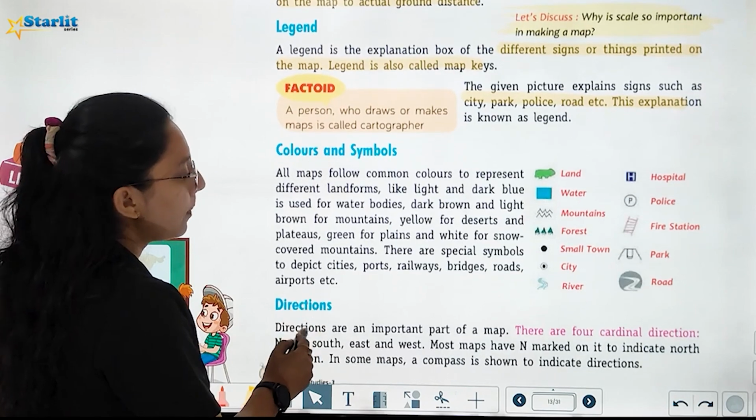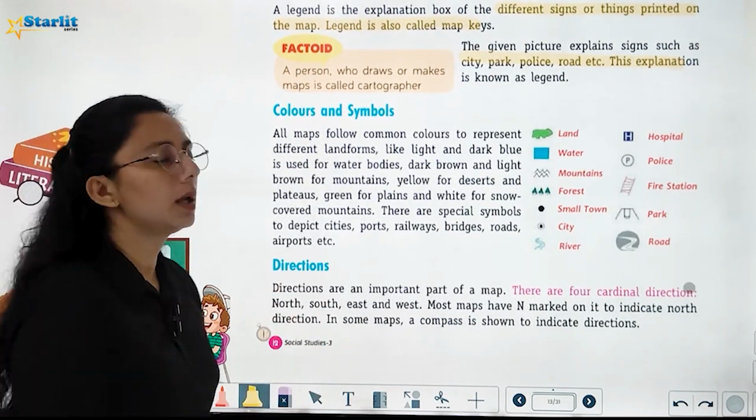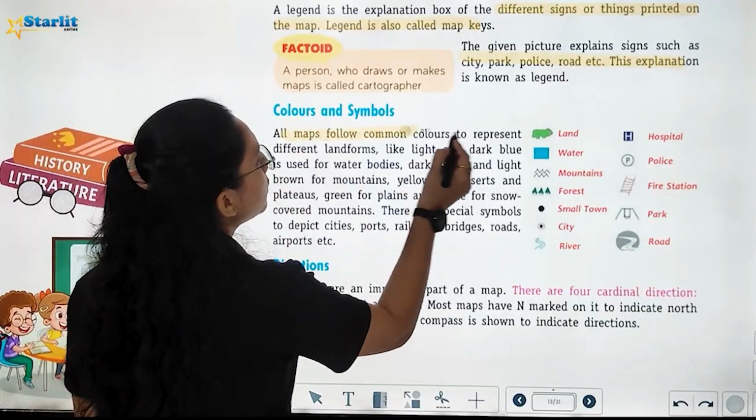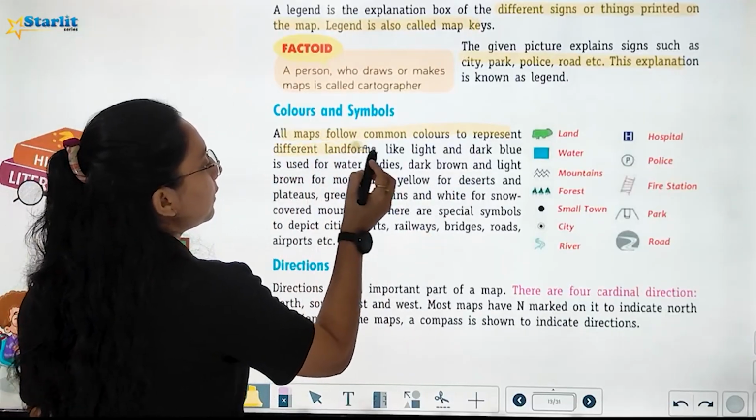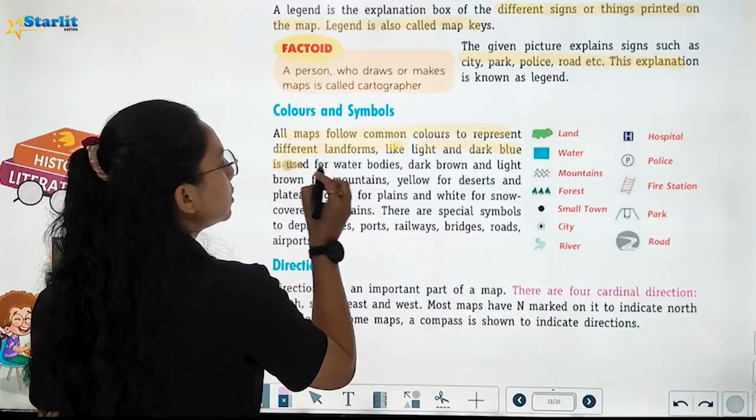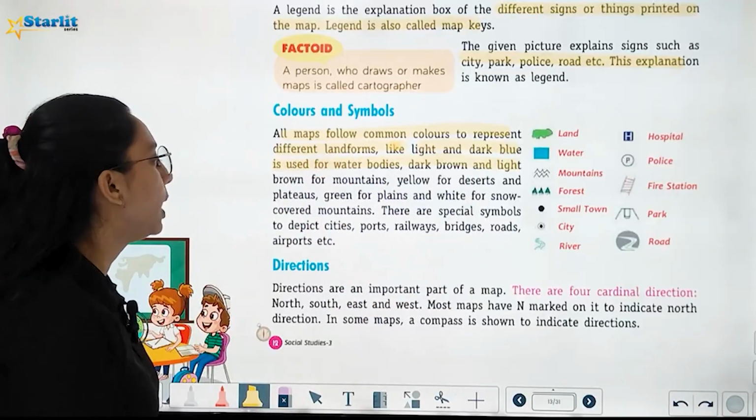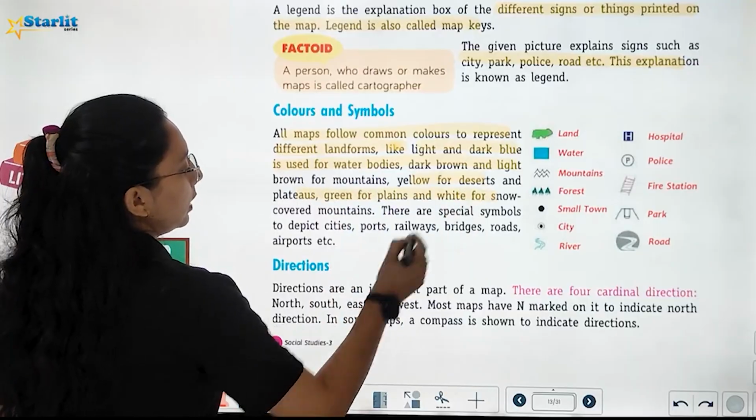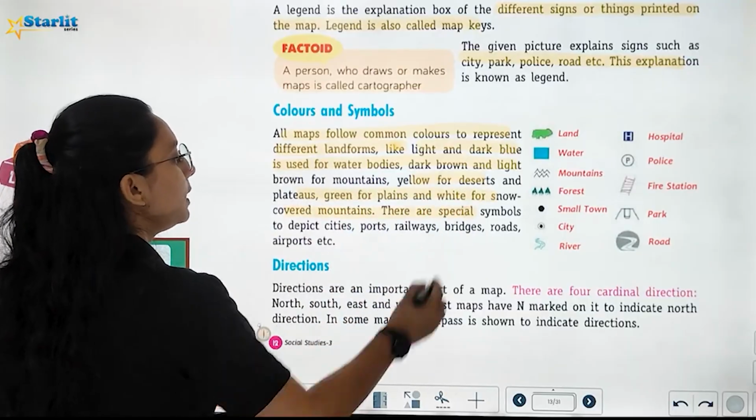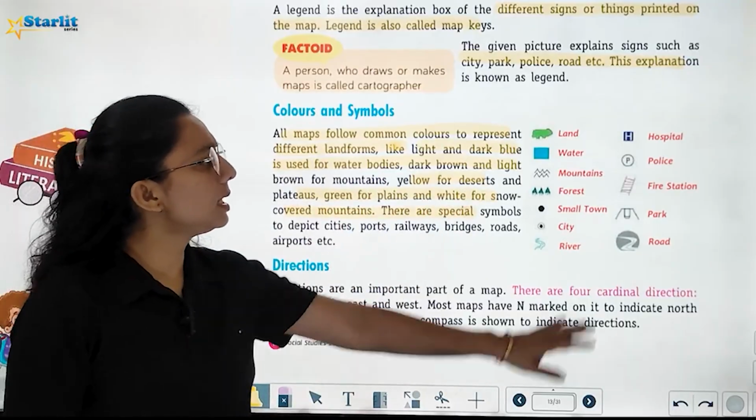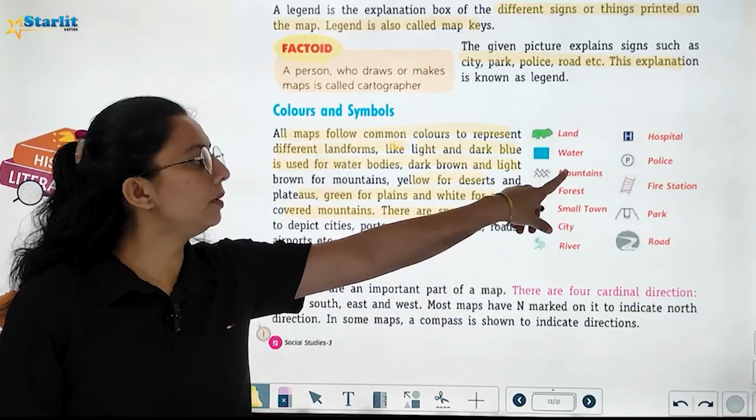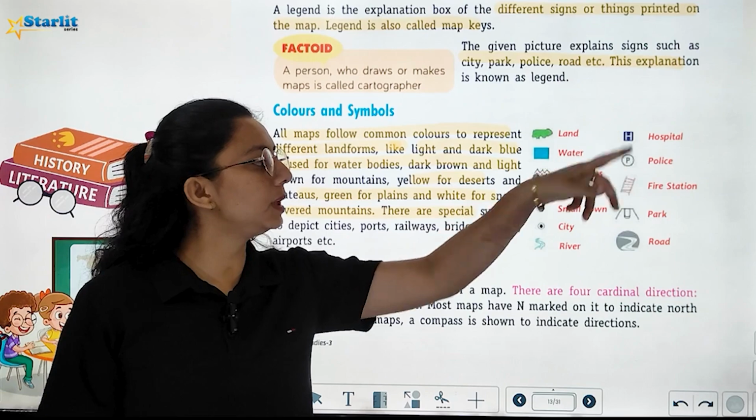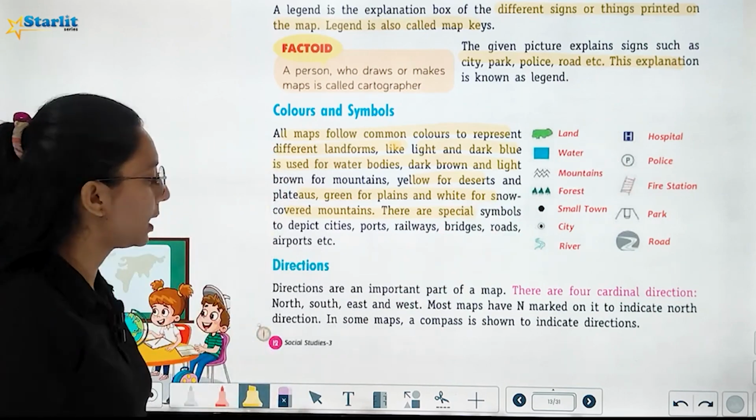A person who draws maps or makes maps, what do we call him? A cartographer. Next is color and symbols. All maps have common colors to represent different landforms, like light and dark blue. It is used for water bodies, dark brown and light brown for mountains, yellow for deserts and plateaus, green for plains, white for snow-covered mountains. And these are the different symbols that we use for land, water, mountains, forests, small towns, cities, river, hospital, police station, fire station, park and road.